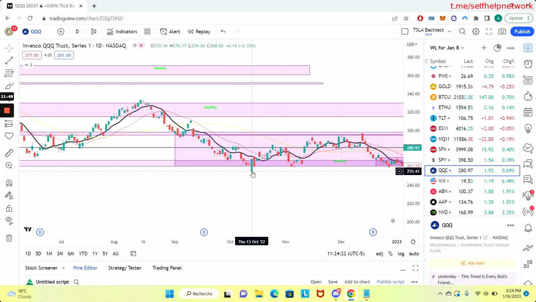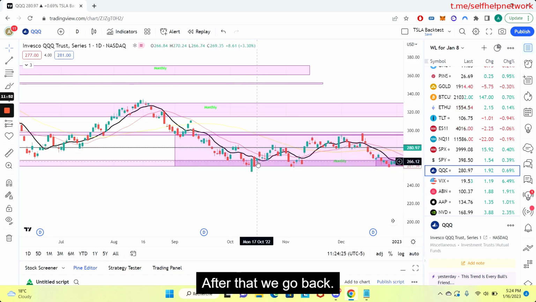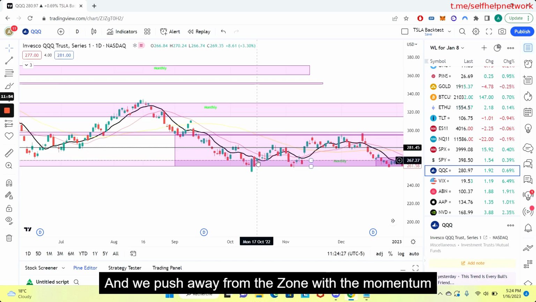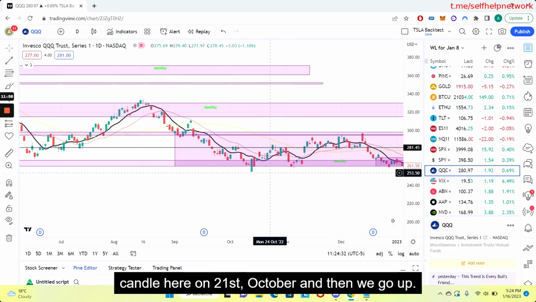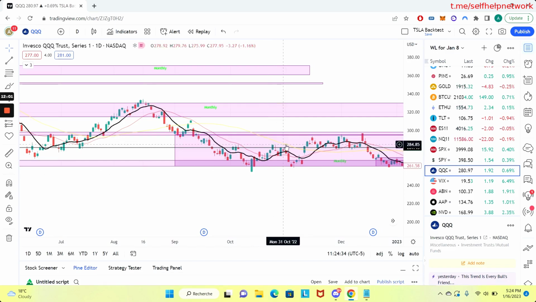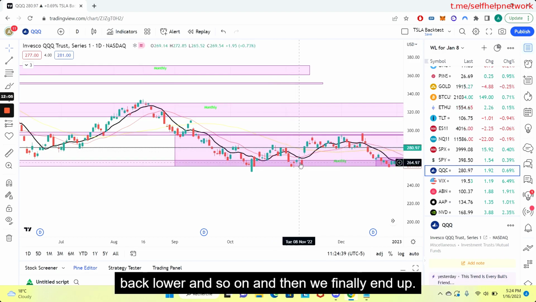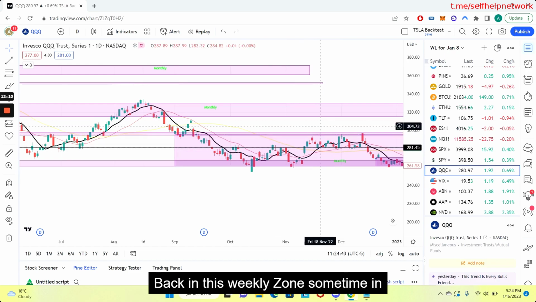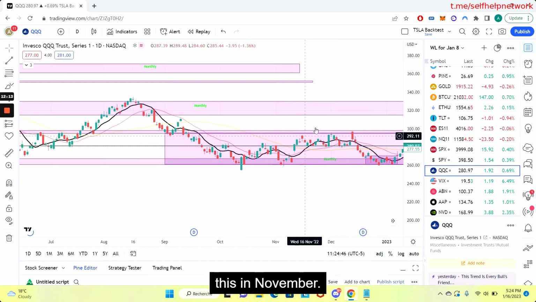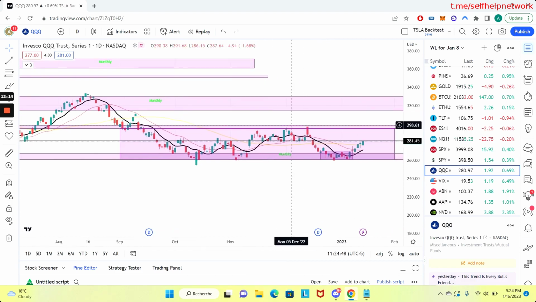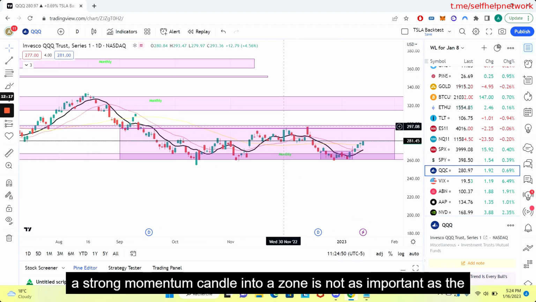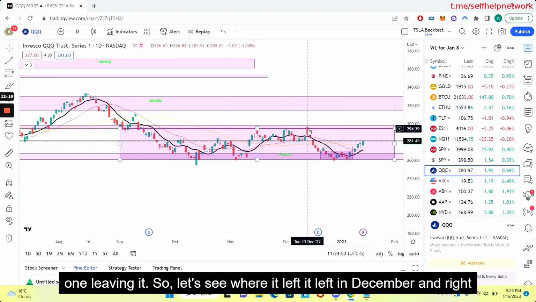So we have this. After that, we go back and we push away from this zone with a momentum candle here on 21st October, and then we go up. Again, good push back with the momentum candle at this zone, come back lower, and so on, and then we finally end up back at this weekly zone sometime in November. Now, a strong momentum candle into a zone is not as important as the one leaving it, so let's see where it left. It left in December and right back at it.